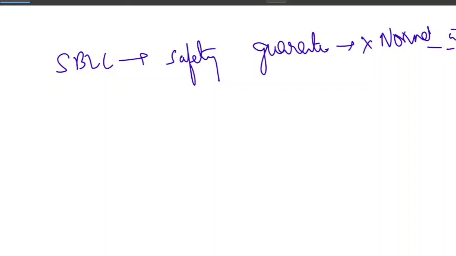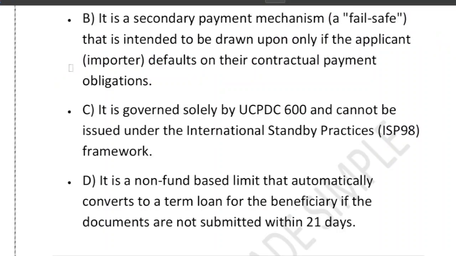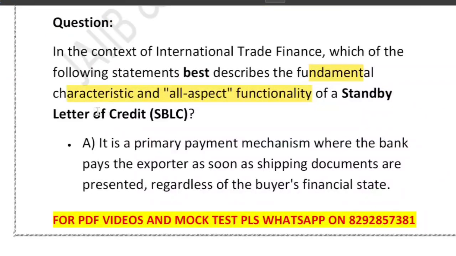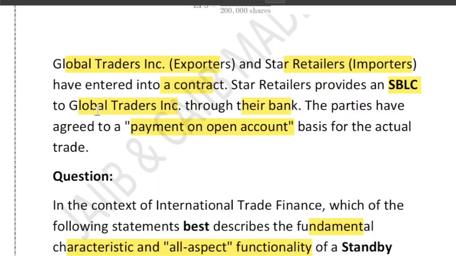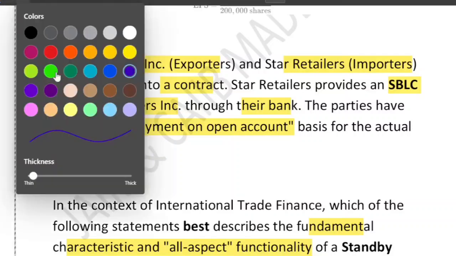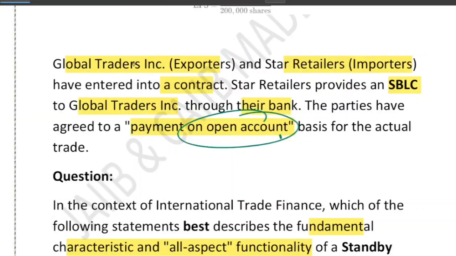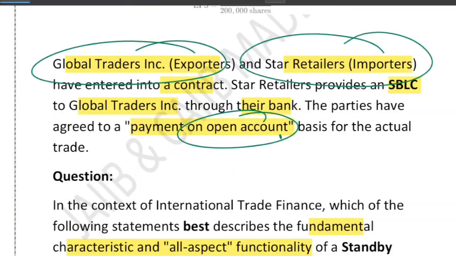So in this question, as you can see, who is the exporter? The exporter is Global Trader. The importer is Star Retailer. The importer's bank issues an SBLC. The payment term they have also given is open account. Let me highlight all these points. Payment term open account, Global Trader exporter, Star Retailer importer.